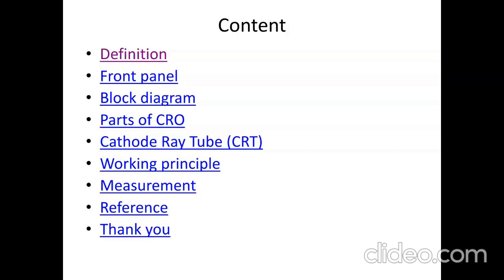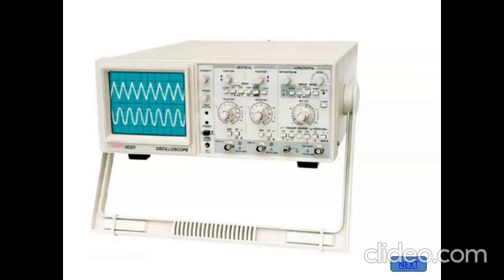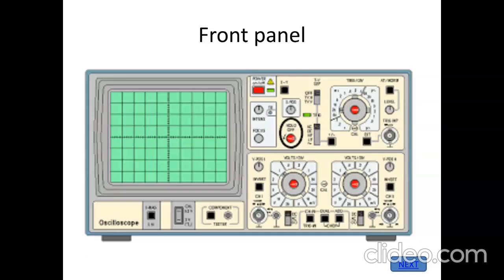Next is your front panel. How my CRO looks like? It is like this. My CRO will be looking in this manner only. It will be having dual channels, the adjusting knobs, everything. And the front panel will change according to the manufacturer. It may be of different things, but the construction, what it is showing, the output, it is the same.